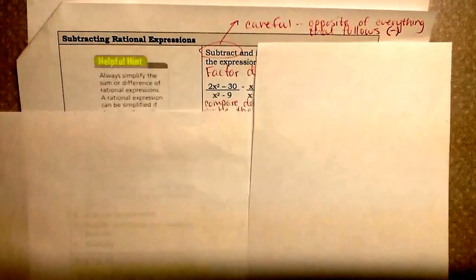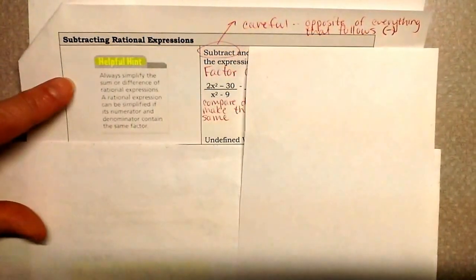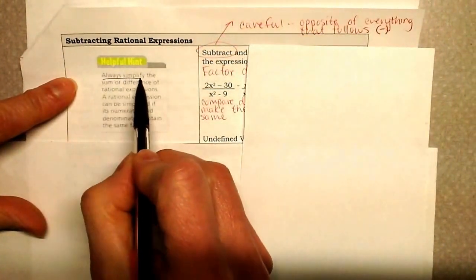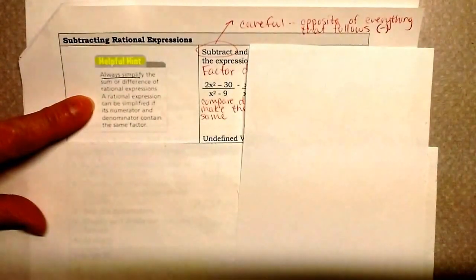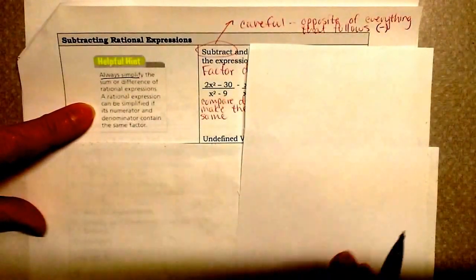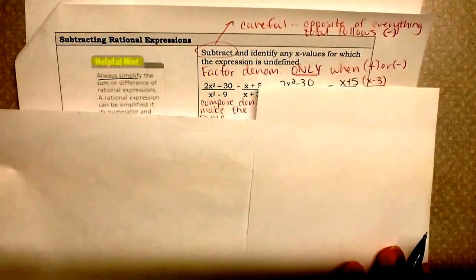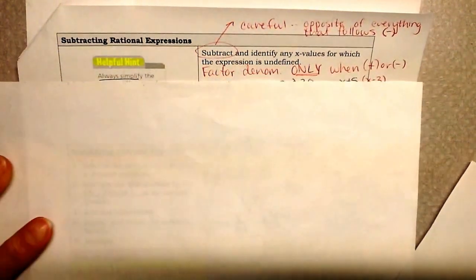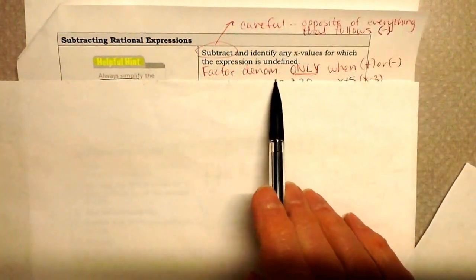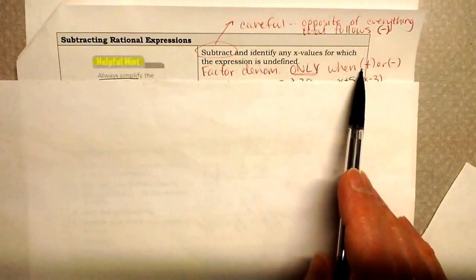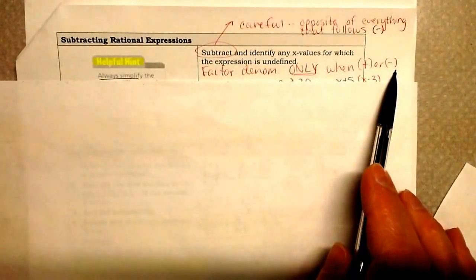All right. Now we're going to subtract, and I want you to be very, very careful when you're subtracting, because when you subtract, you have to take the opposite of everything that follows the subtraction sign. So always simplify the sum or difference of rational expressions. All right, now we're going to subtract, and here again, factor the denominator only when you're adding or subtracting until the end when you simplify.